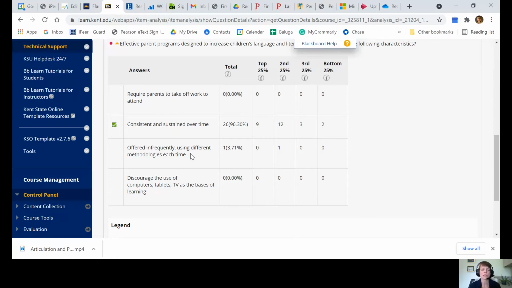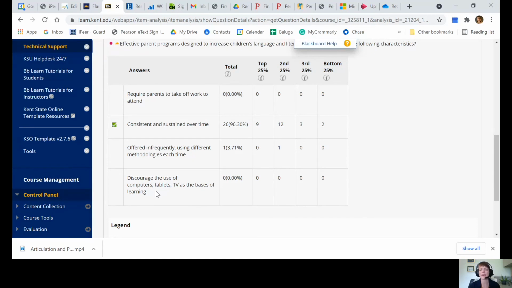You certainly don't want to use different methodologies. Certainly there are different methodologies, but things that are radically different, we don't want to encourage. It's okay to use computers, tablets, and TV as the basis of learning. You can read on your tablet. You can pull up a Kindle app and read. There are reading apps.